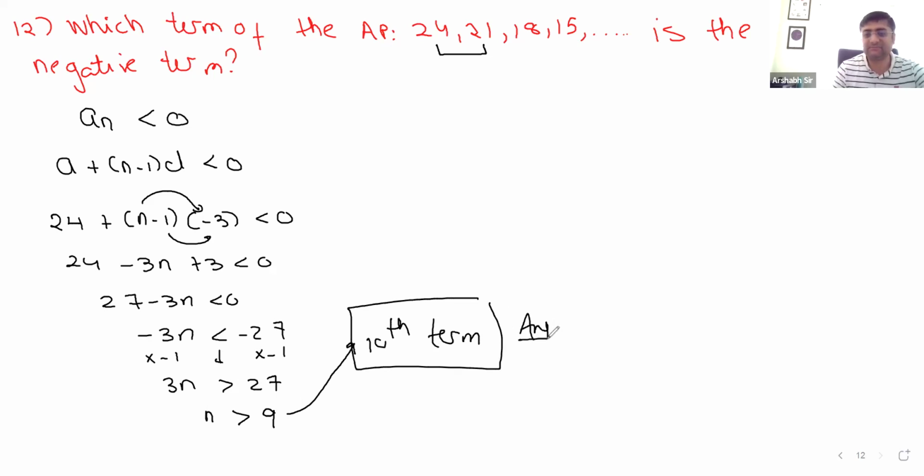This is the answer. Remember, it is n greater than 9. So which is the number greater than 9? Next natural number greater than 9? 10. So the answer is 10. Is this question clear for all of you? Yes or no, beta? Yeah? Can I go ahead? Yes, sir. Okay. Very good. Look at the next question.